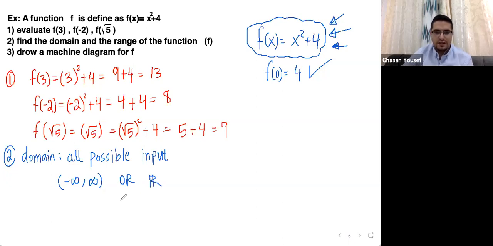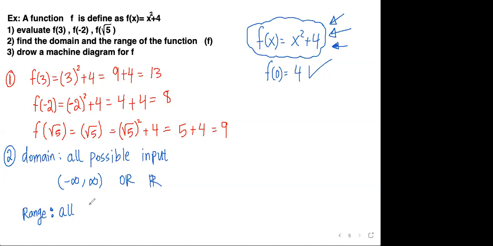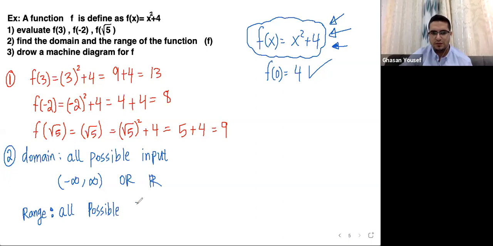Now, what is the range? So the question is find the domain and find the range. What does range mean? What is the definition for the range? All possible y values. Yes, all possible output or y value. Okay, so what are all the possible outputs for this function?